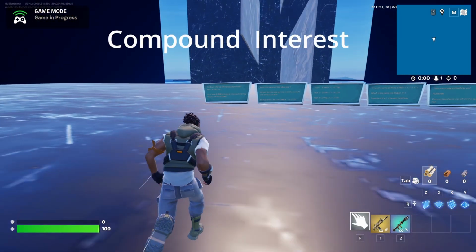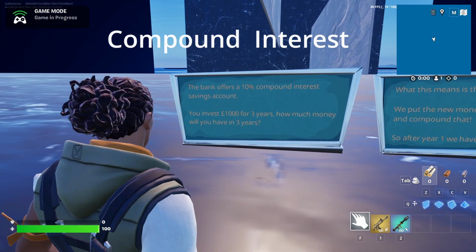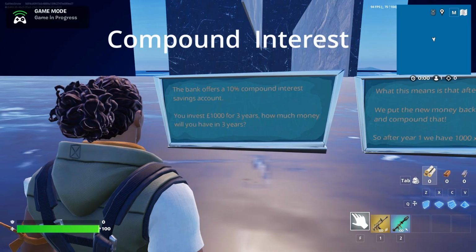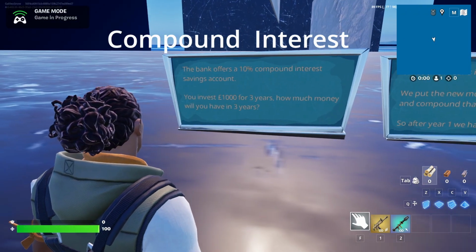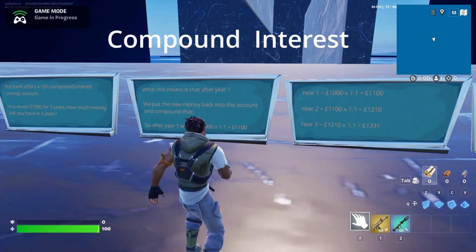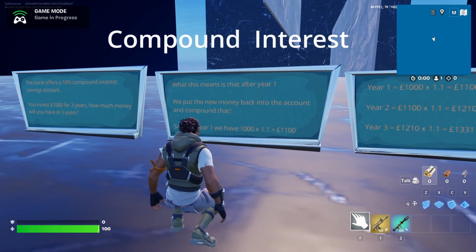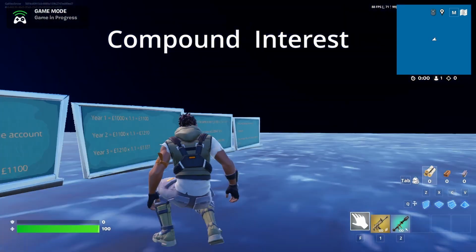Now, let's move on to compound interest, where we have a similar scenario. The bank's going to offer us a 10% compound interest savings account, and let's say we invest £1,000 in that for 3 years. How much money will we have in 3 years? Now, basically, the difference between compound interest and simple interest is that we're going to put the money back into the account and compound that.